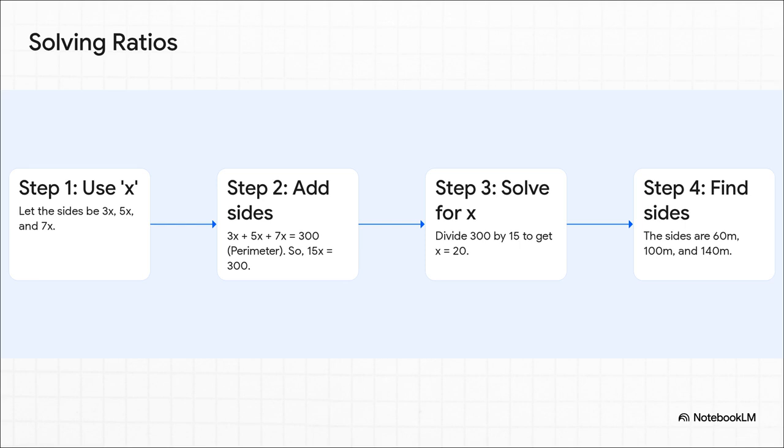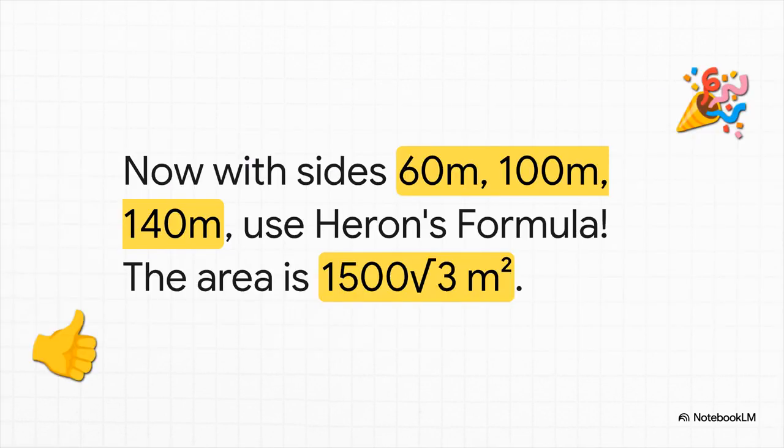And now you can find the actual sides. 3 times 20 is 60. 5 times 20 is 100. And 7 times 20 is 140. There you go. And here's the best part.